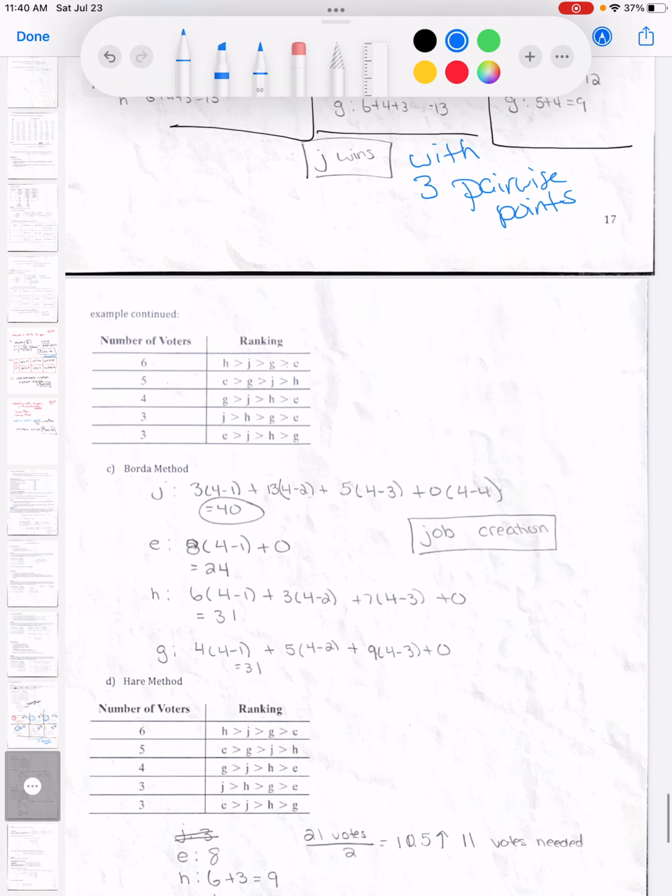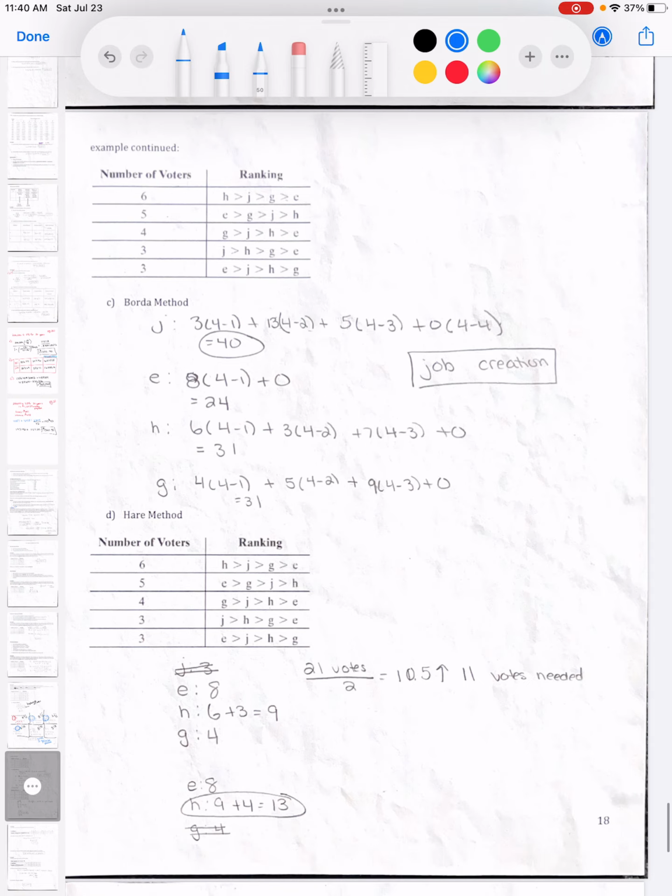Let's look at Borda next. So I've got to do it for all 4 of my candidates. Again, it doesn't matter which candidate you do first. I started with J. So I'm going to look only at J's. So in first place, J had 3 votes.